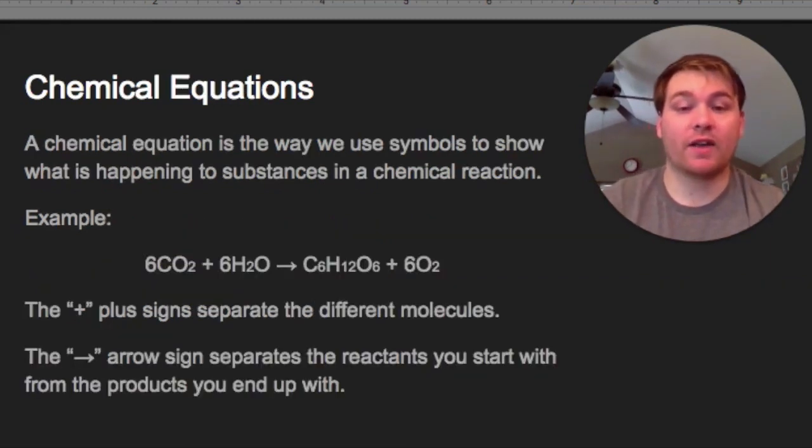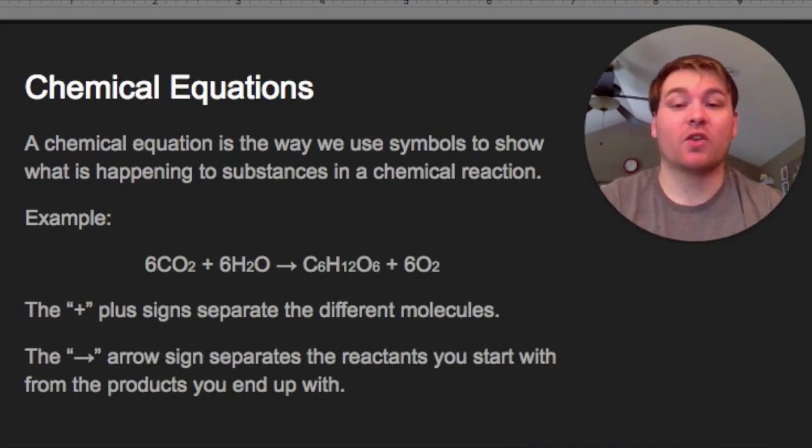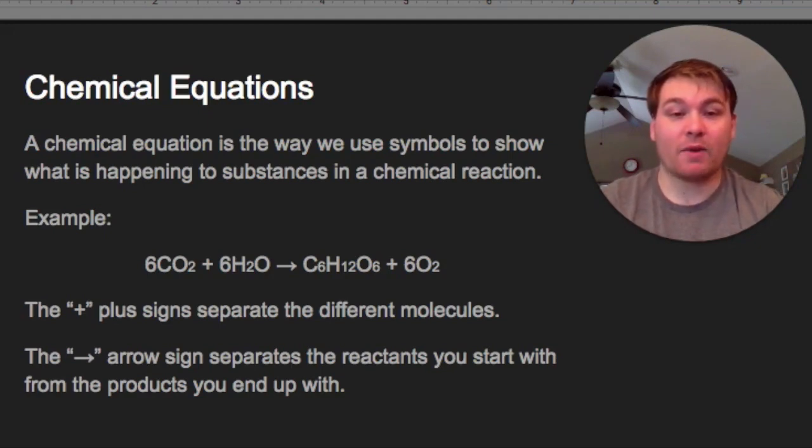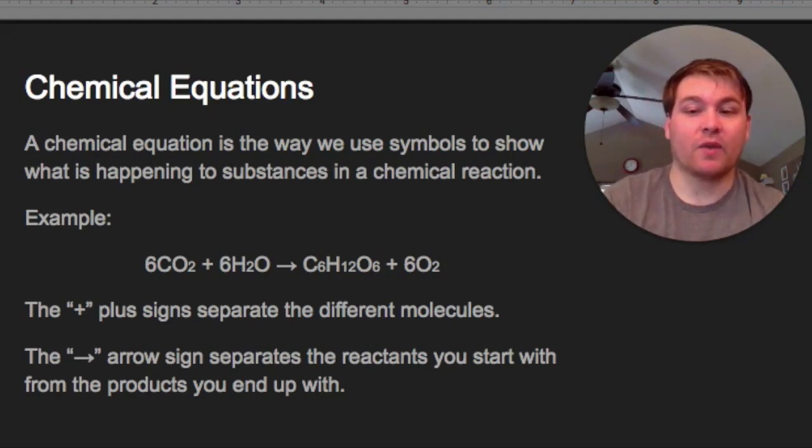Today, in order to look at chemical reactions, we're going to look at chemical equations. Chemical equations are the ways we use symbols to show what's happening to a substance in a chemical reaction. For example, photosynthesis: 6CO2 plus 6H2O yields glucose and 6 oxygen. When you read these, you can separate all of the letters and numbers with plus signs and arrows. The plus signs indicate different molecules inside of the reactants or products, and the arrow separates the reactants you start with from the products you end with.